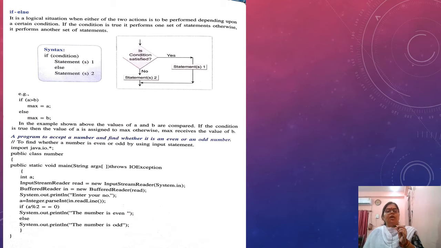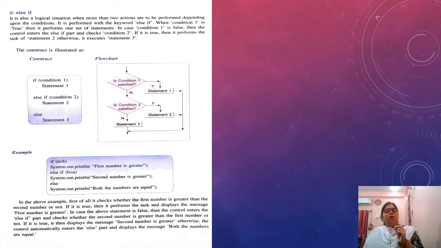So this is your if else statement, in which two conditions are given: the first condition is true and the second is false. Now, if else if ladder. What is if else if? If this is true, then that, otherwise if again. It is a logical situation when more than two actions are to be performed depending upon the conditions. It is performed with the keywords if else if.